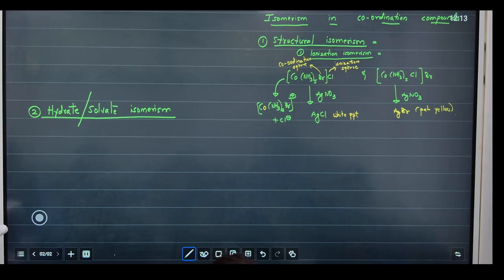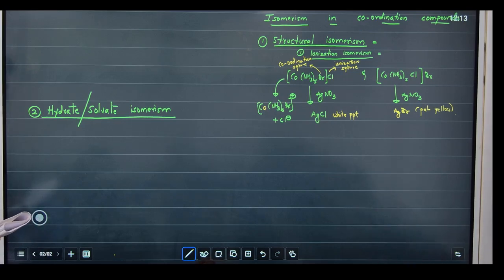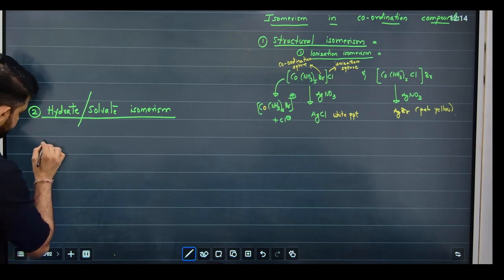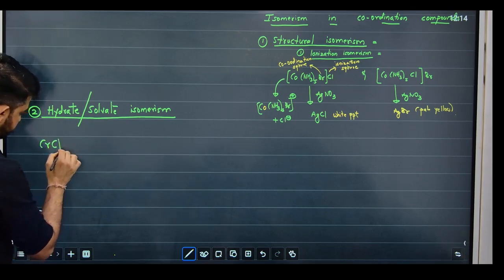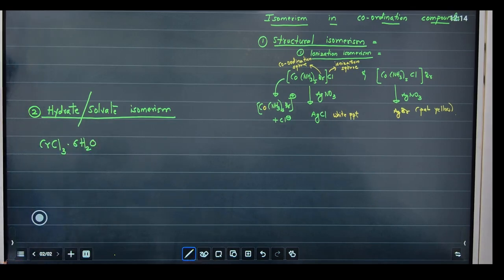Bracket में you can write down subset of ionization isomerism. Subset of ionization isomerism.